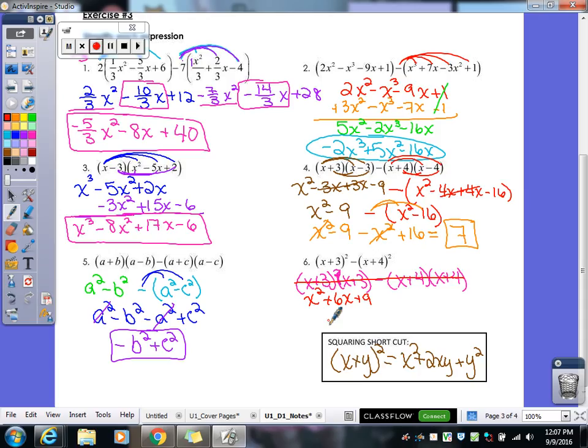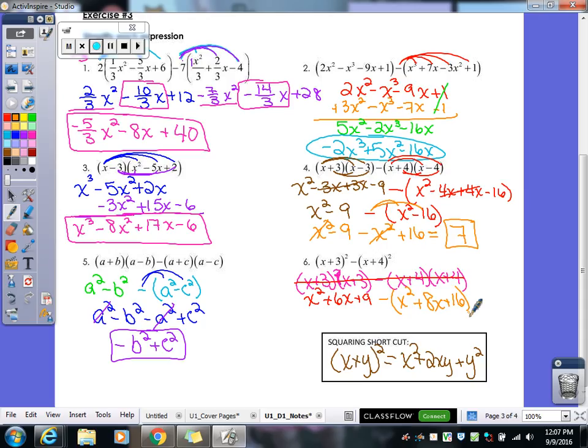And then it would be minus, and we'll do the same thing. It starts with the first term squared, so x squared, plus 2 times x times 4. That would give us an 8x. And then plus the last term squared, that would give us 16.